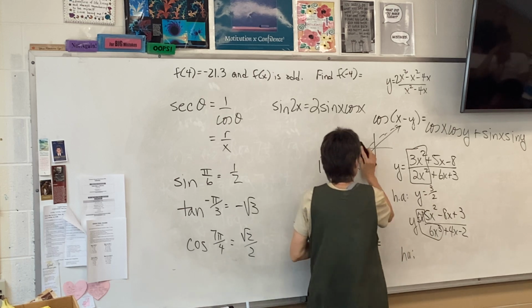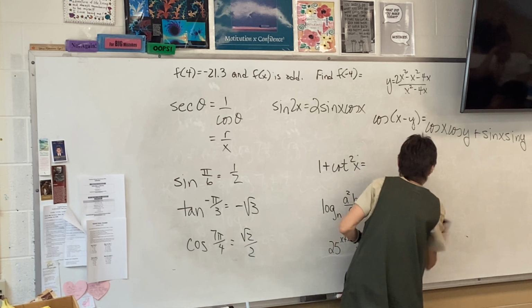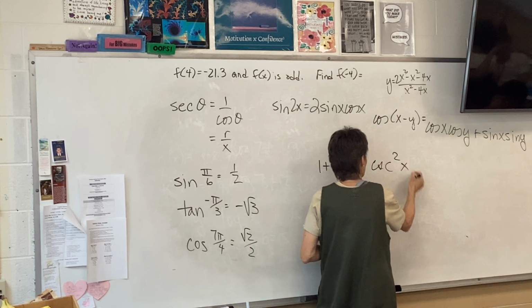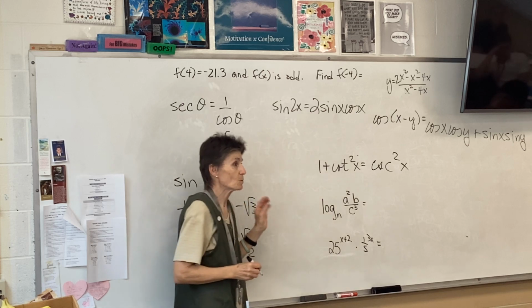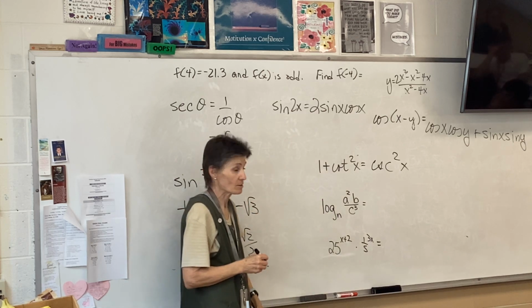What's 1 plus cotangent squared? What did you say? Cosecant squared. Yep, cosecant. 1 plus cotangent squared is cosecant squared. 1 plus tangent squared is secant squared.